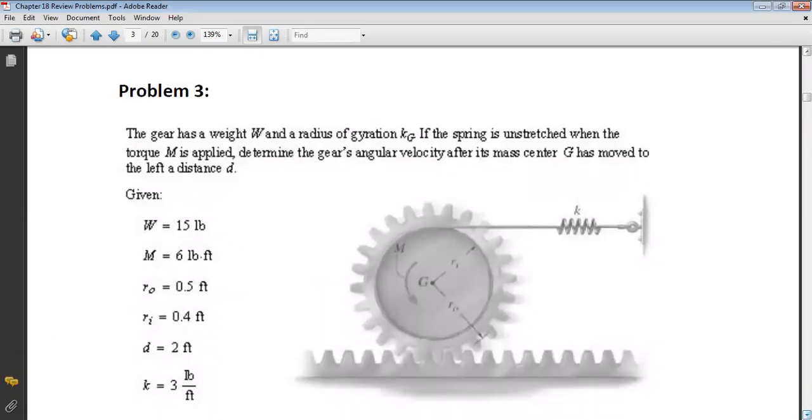Another problem. The gear has a weight W and radius of gyration kg. If the spring is unstretched when the torque M is applied, determine the gear's angular velocity after its mass center has moved to the left a distance d. So here, what are the forces acting on the gear? We have the spring force, we have the weight, we have the normal, and we have the friction.